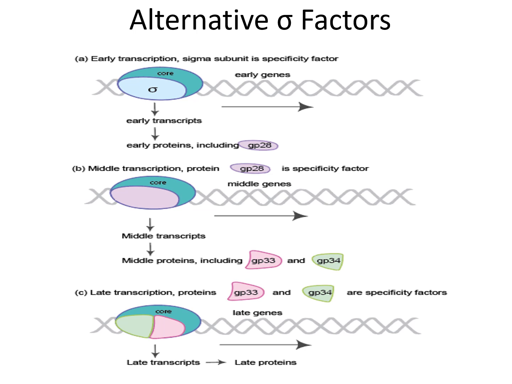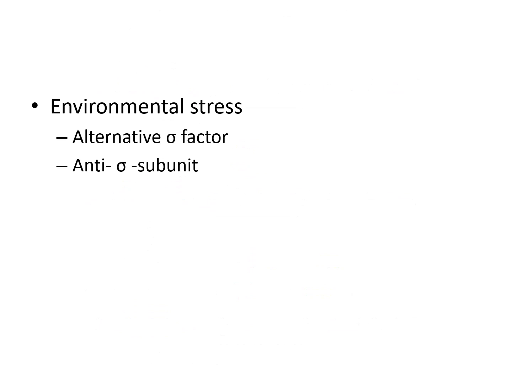Products of the 2 middle genes are GP33 and GP34, which together make up another sigma subunit that directs the transcription of the late genes. In the end, the viral sigma subunits control the transcription machinery for the virus instead of the bacteria. So this is an example of an alternative sigma subunit.